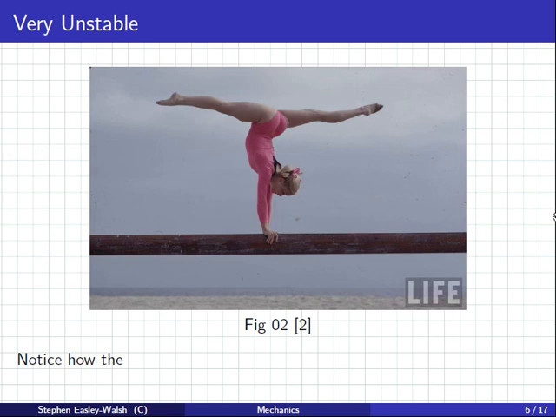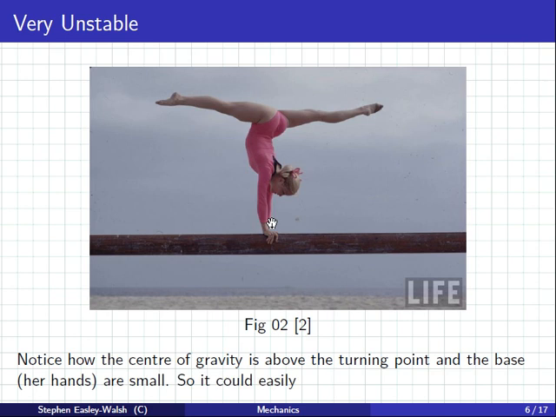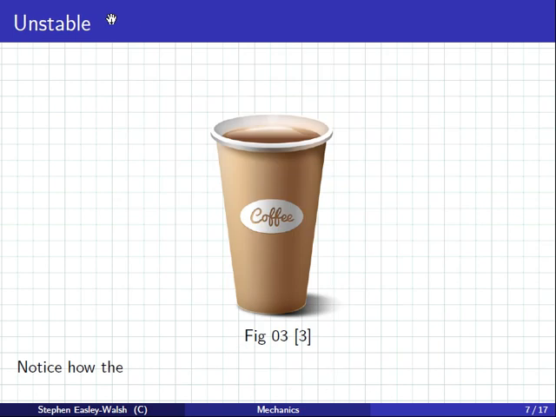Okay, so notice how the ballerina's center of gravity is above the turning point, and the base is quite small. So she could easily fall. This situation is very unstable. A little push, if I was to push her off, she would fall. Now I wouldn't do that, but it'd be quite easy to knock her down, right? So this is very unstable.